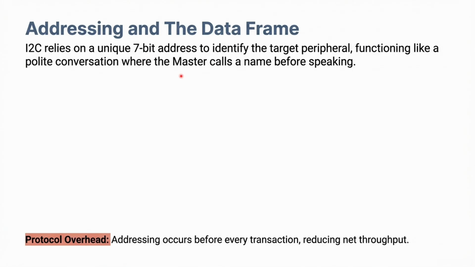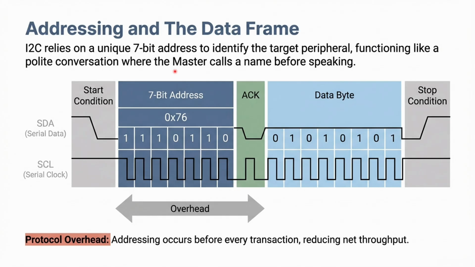I2C relies on a unique 7-bit address to identify every target peripheral. Think of it like me standing in front of this class. If I just shout, "Open your books," everyone's confused. But if I say, "Martin, open your book," everyone in the room hears me, but only Martin actually takes action because he recognizes his address. Look at how this looks in the data frame.